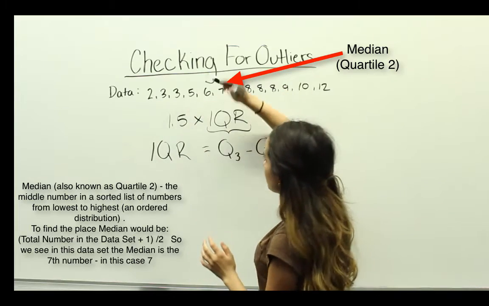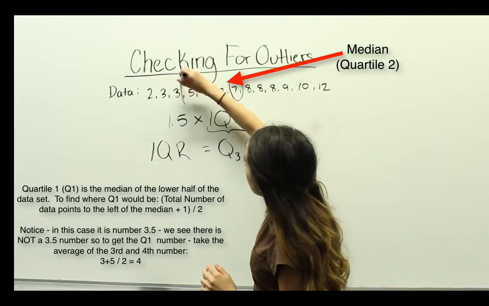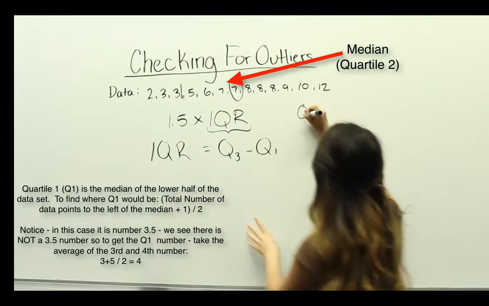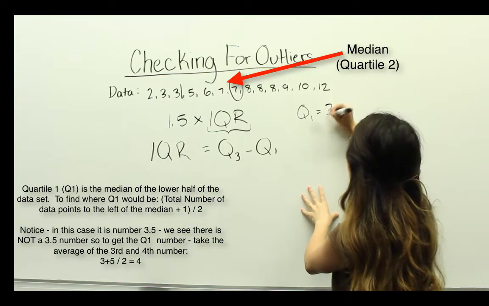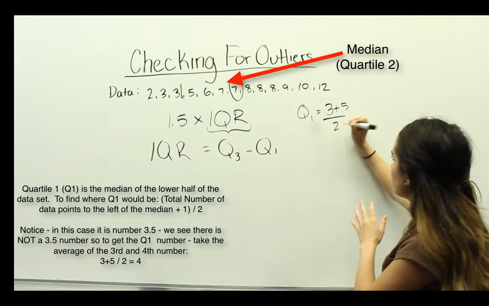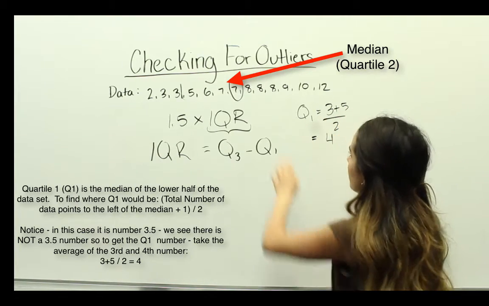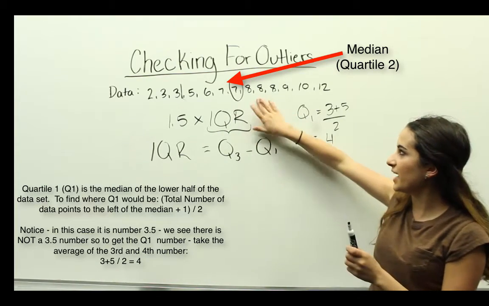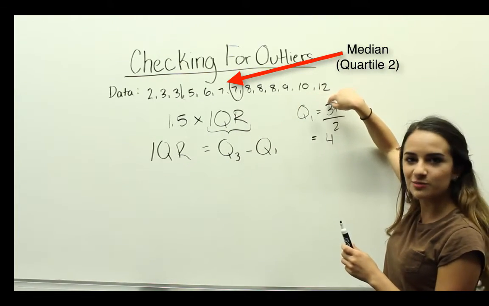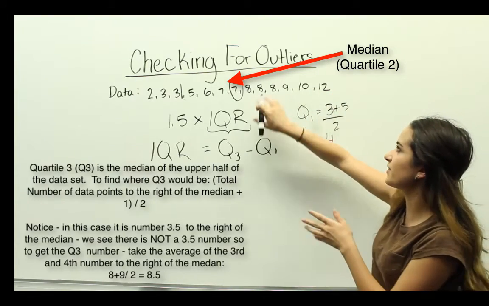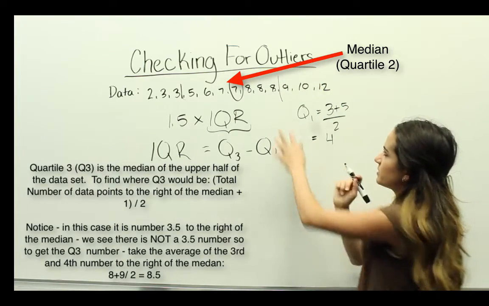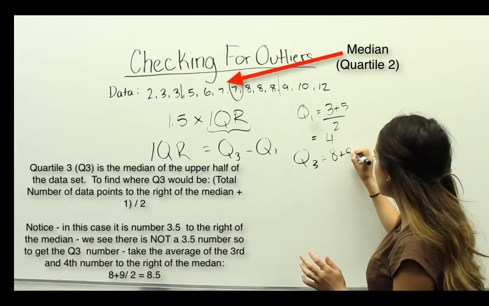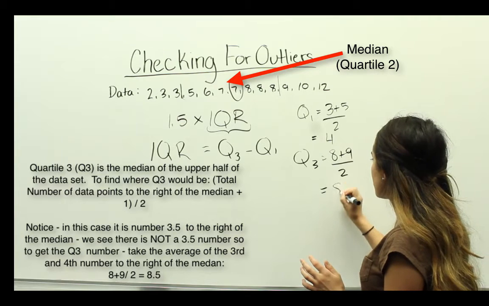So if you look at these numbers, there's 6. So the middle number would fall somewhere in between 3 and 5, which if you find the average, 3 plus 5 divided by 2 equals 4. So the quartile 1 would be 4 in this case. And then to find quartile 3, it would be the median of these numbers, and again there's 6. So it falls somewhere between 8 and 9. So if we quickly solve that, it would be 8 plus 9 divided by 2 equals 8.5.